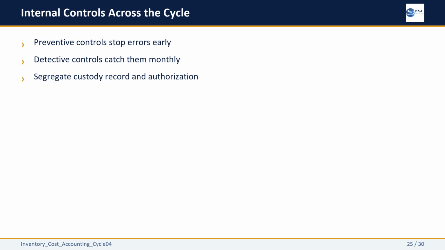Controls span all 6 phases in 2 layers. Preventive controls stop problems before they happen. No PO without an approved PR. Standard costs approved by the finance director before the year. Blind counting by independent teams. Detective controls catch what slips through. Monthly variance reports, the subledger to GL reconciliation, GR/IR aging, and gross margin review.